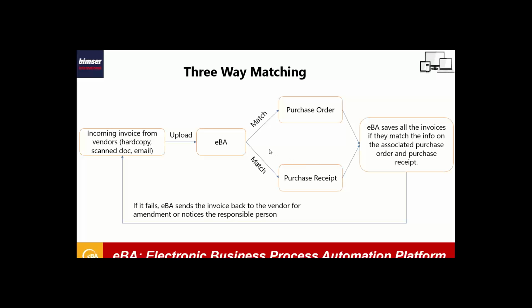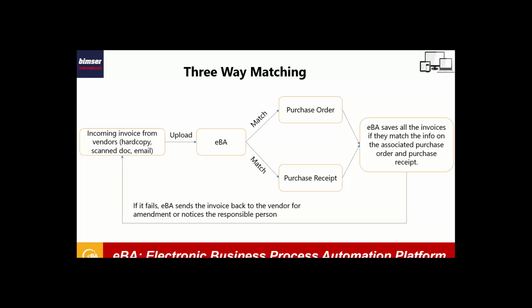By using our application, once you have an incoming invoice from your vendors, no matter whether it is a hard copy by mail, or a scanned document or an attachment in your email, it can be captured automatically by the system, which is EBA. Then EBA will run our application and match all the information on your invoice with the information on your purchase order and also the purchase receipt that you have saved or recorded in Acumatica ERP.